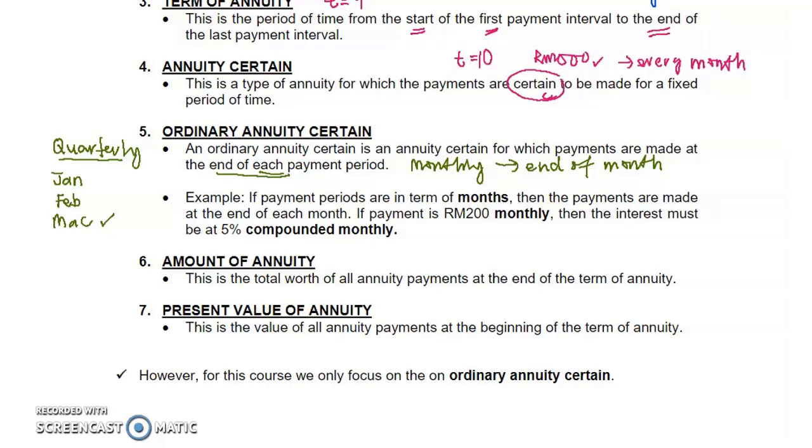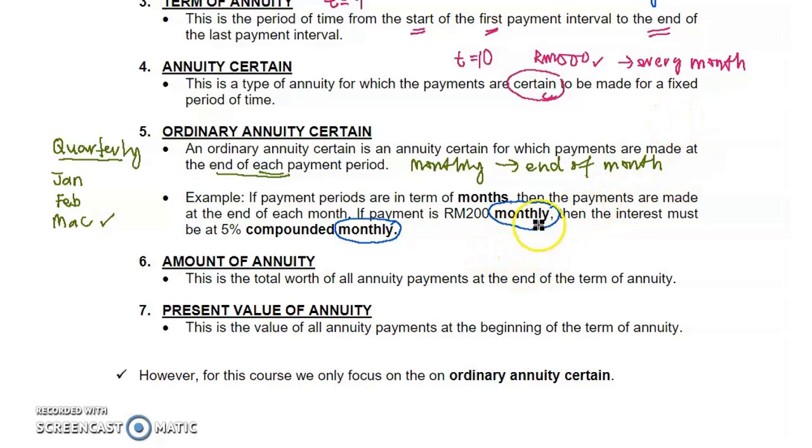For example here, if payment periods are in terms of months, then the payments are made at the end of each month. So if payment is 200 ringgit monthly, then the interest must be 5% compounded monthly. It means that if you pay on a monthly basis, every month you pay 200 ringgit, then the interest also must be compounded monthly. Every month we will calculate the interest. Okay, so that is ordinary annuity certain.